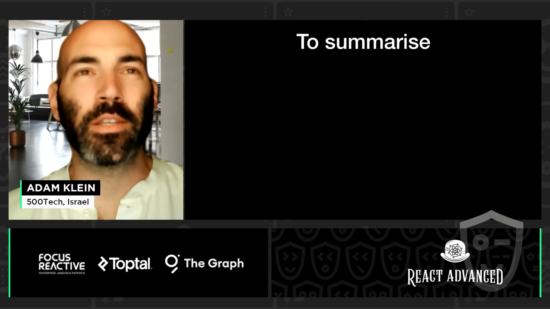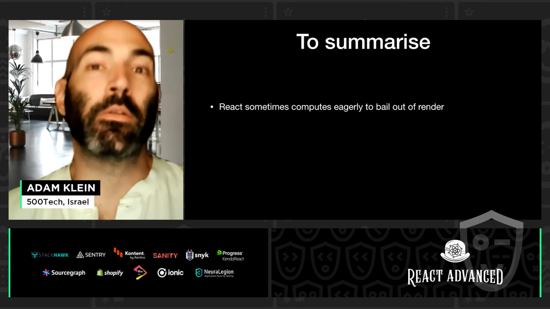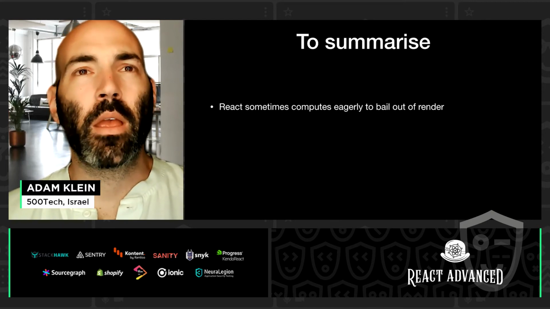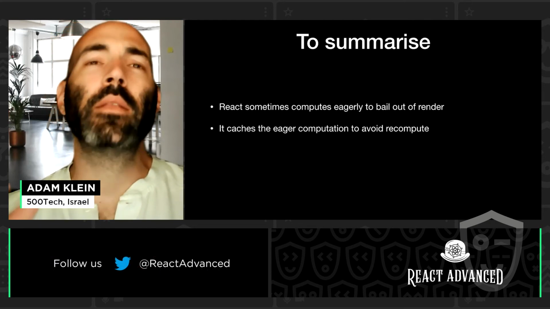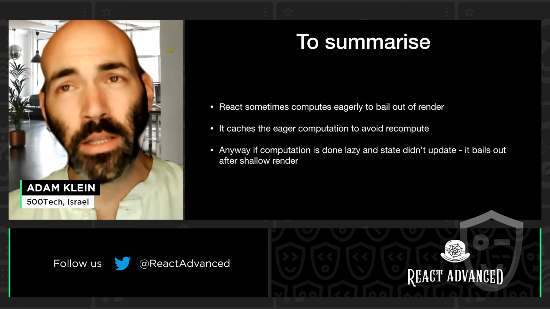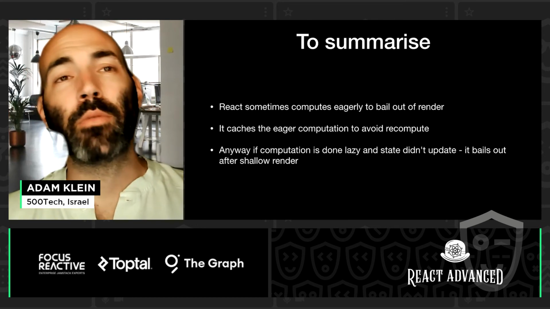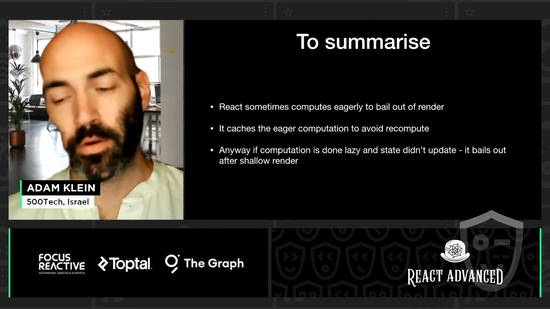So to summarize this part, React sometimes computes eagerly to bail out of render. It caches the eager computation to avoid recomputing. And anyway, if the computation is done lazily, and the state didn't update, it will bail out of render and just complete the shallow render of our component.